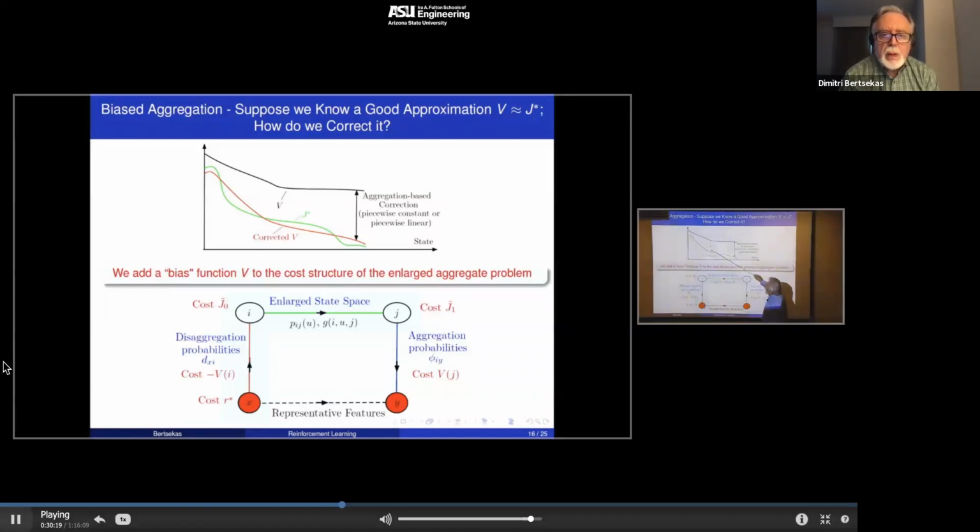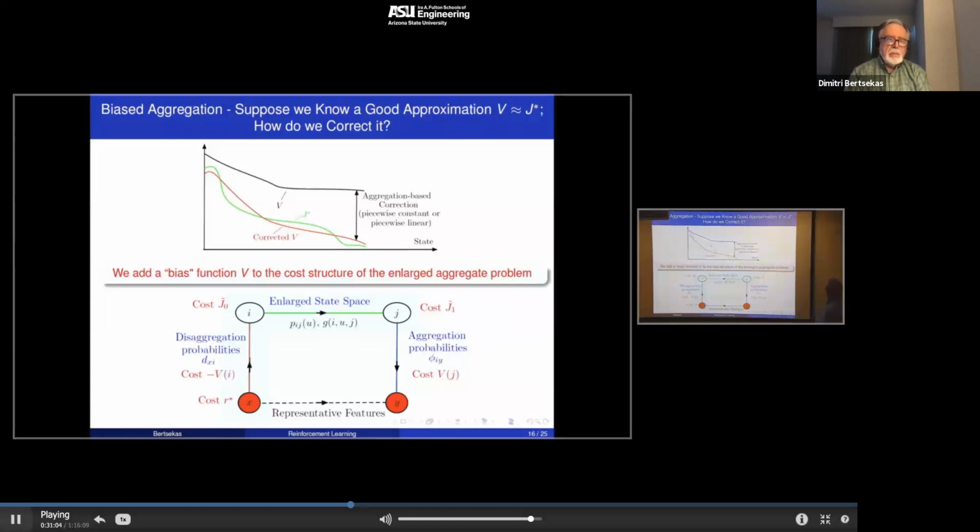Now, J star is this green curve here. It's a function of the state, a very oversimplified picture. With V equals 0, you can set up the corresponding aggregation framework the way I have described it, and obtain something like this red approximation. Now, suppose you know a V that more or less captures the shape of J star. Then you may consider using aggregation to build a correction. Aggregation is going to give you a correction to this V that will approximate J star.